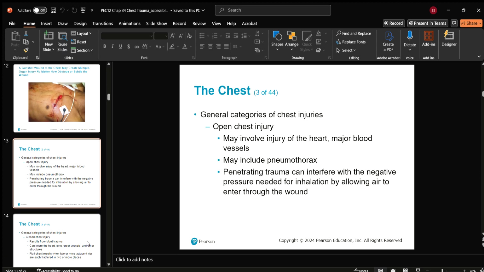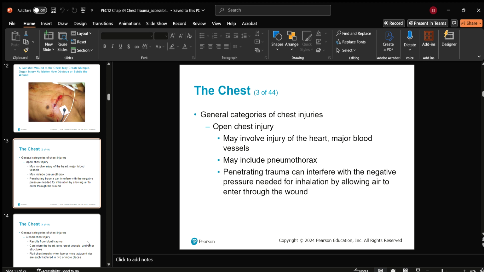All right, so our open chest injuries, they can involve the heart and any other major blood vessels like we just discussed, and this may include a pneumothorax. Even though it's an open chest wound, we think, what is a pneumothorax? That is an accumulation of air in the chest wall.